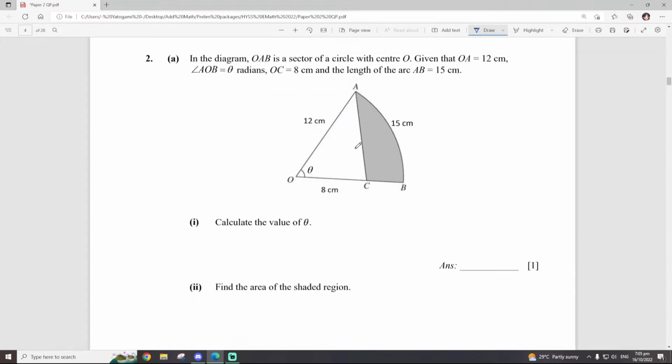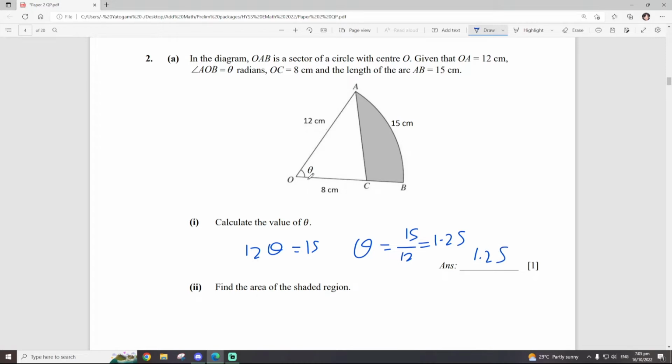Okay, question 2. We have this diagram. Calculate the value of theta. Okay, so the radius is r, right? AOB is in radians, so we can use the arc length as r theta. So we use 12 theta equals to 15, right? So theta is simply 15 divided by 12, which is 5/4. Actually, no, I'll put it as 1.25.